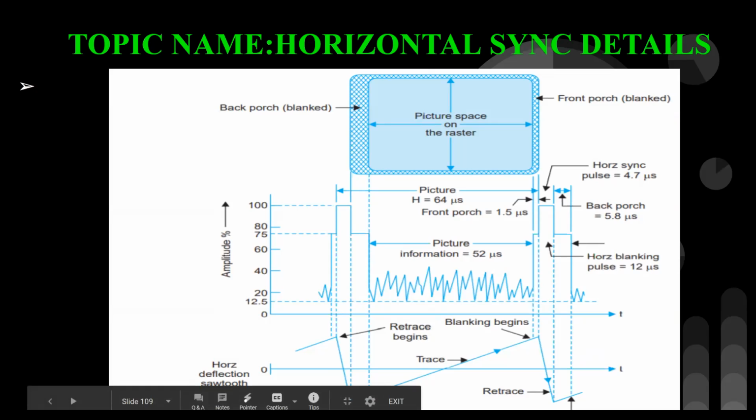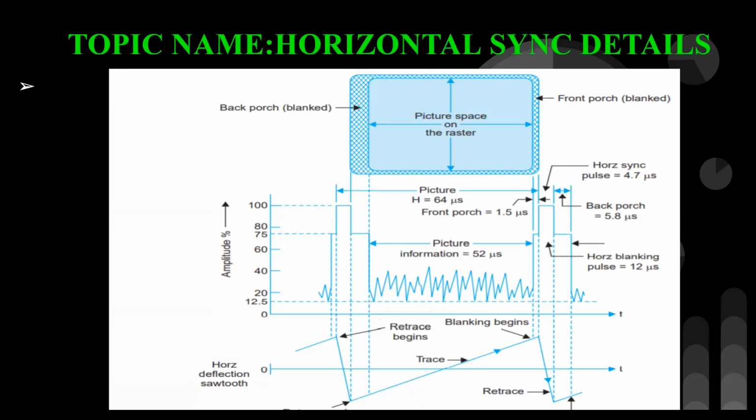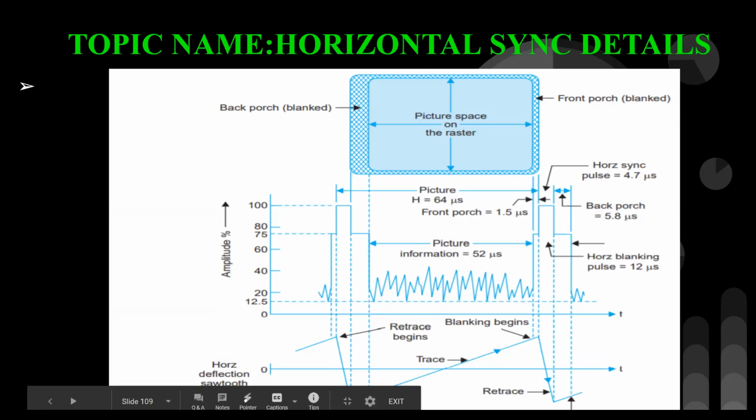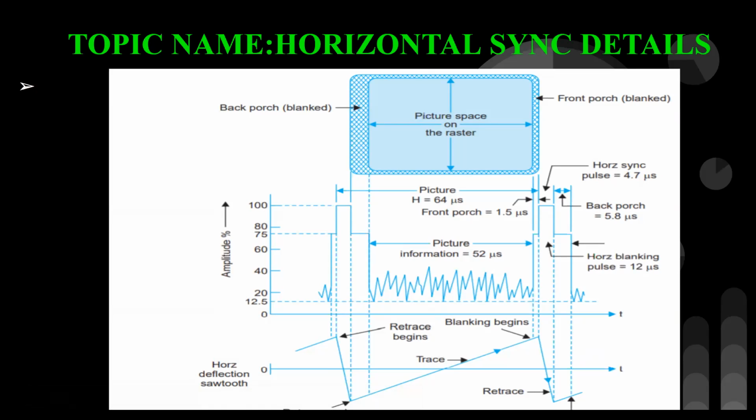So horizontal synchronous picture details. In the previous class, the horizontal blanking period and the synchronous pulse details are represented in this picture. So the interval between horizontal scan lines is indicated by this one.